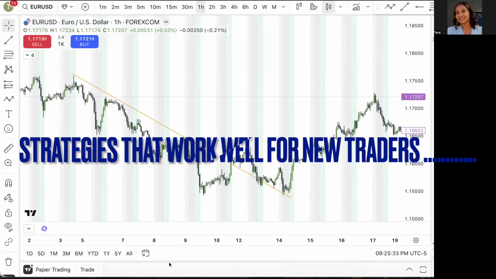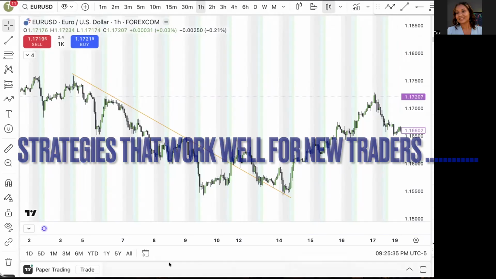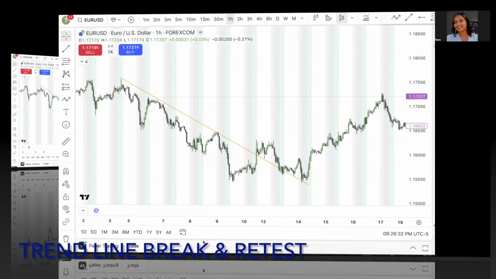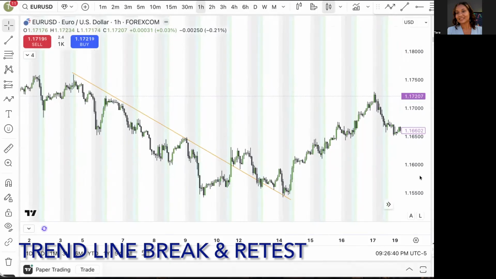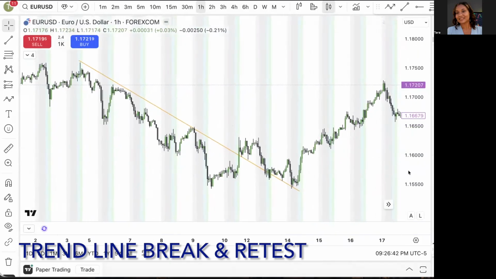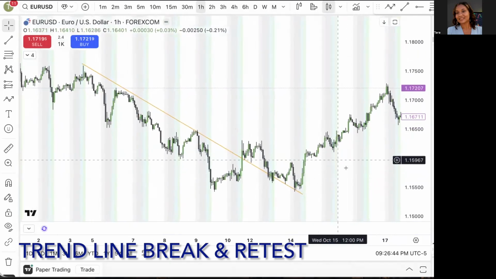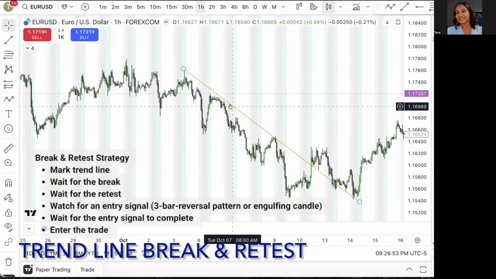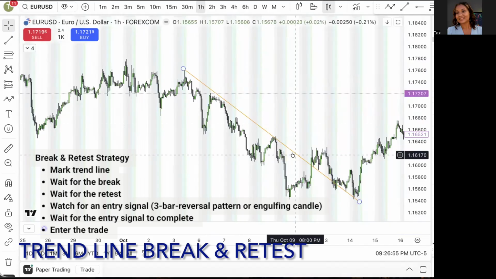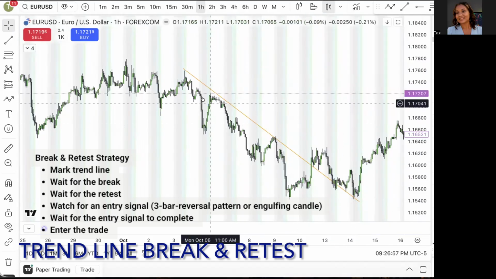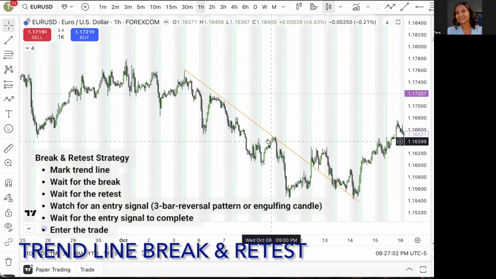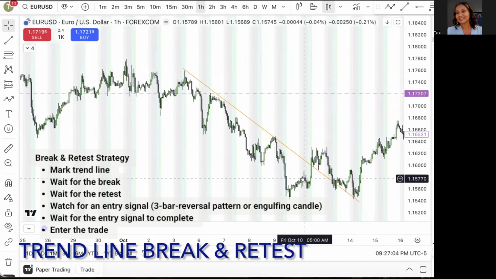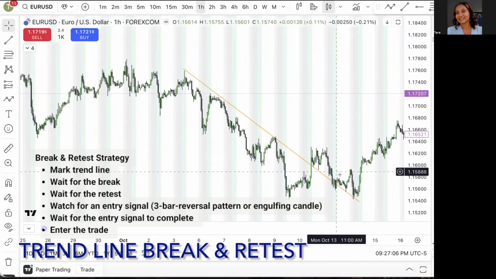So let's walk through 3 strategies that work well for new traders. The first one is a break and retest. A break and retest occurs when price goes beyond a certain point and then retests the area. And so you can see that we've drawn a trend line here. We're on the 1-hour time frame for EUR USD. And so we can see that price bounced along this area several times until it broke through and then retested.